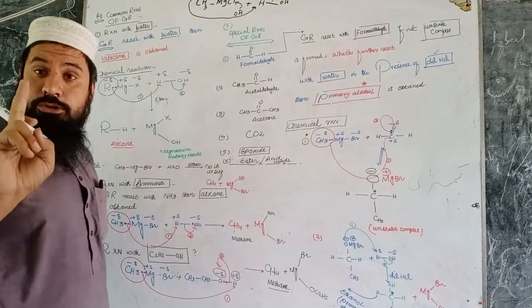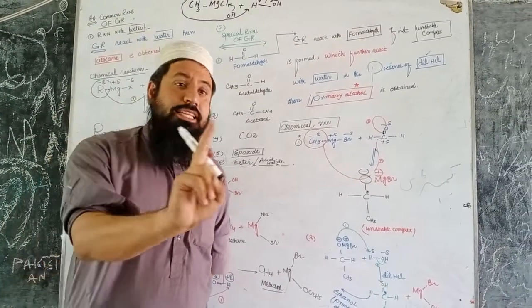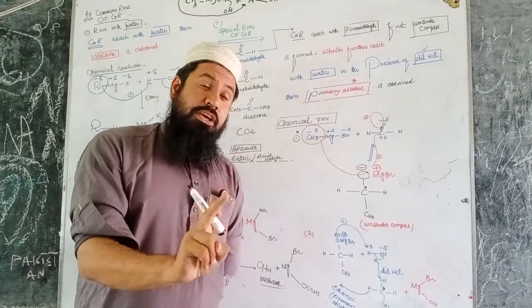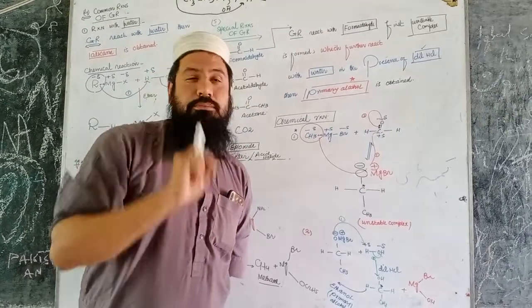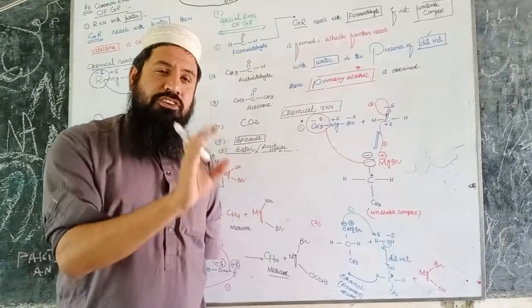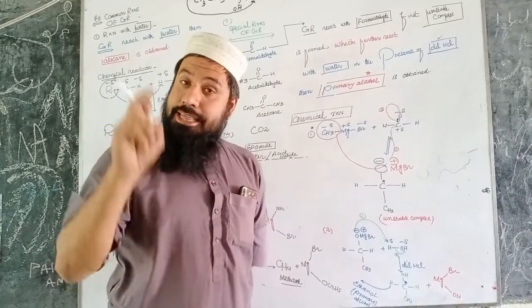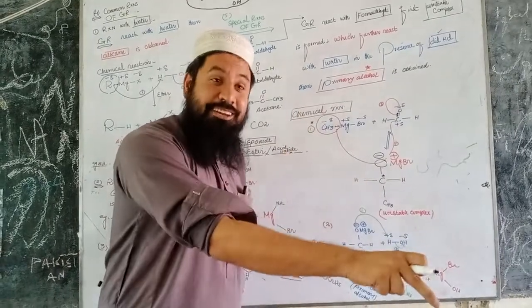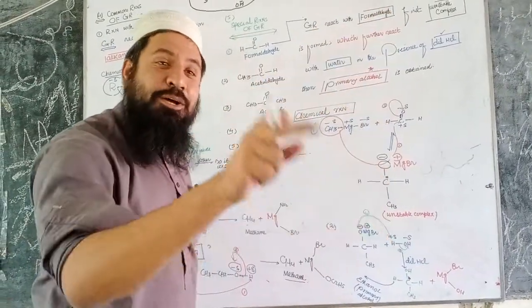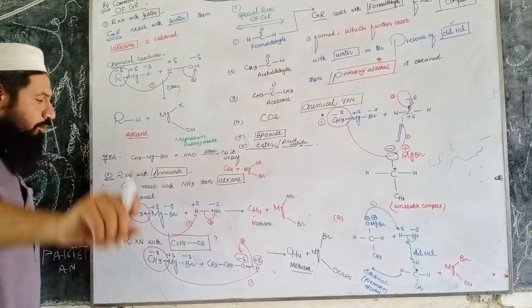I have told you that the Grignard reagent is scientifically very important, because it can be used for the preparation of many organic compounds, and that was the reason that Victor Grignard was awarded the Nobel Prize in 1930.